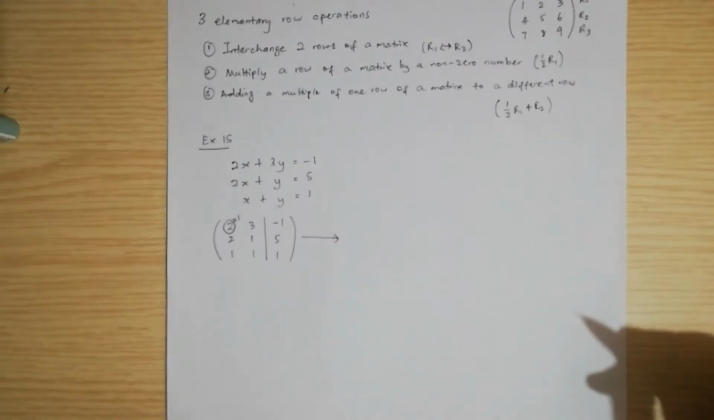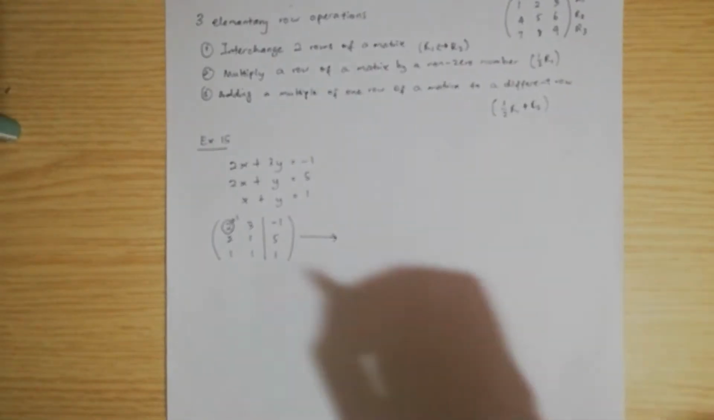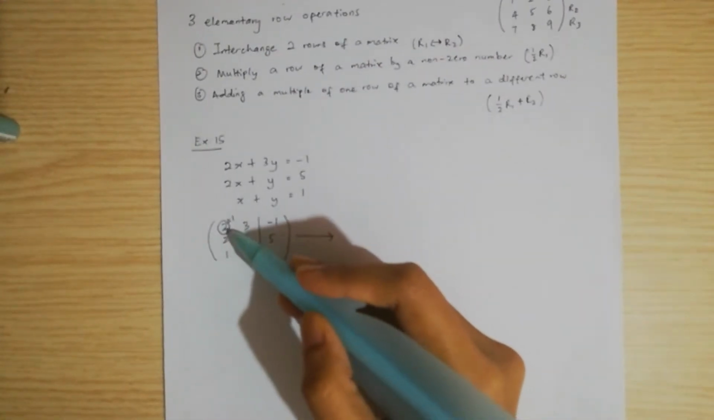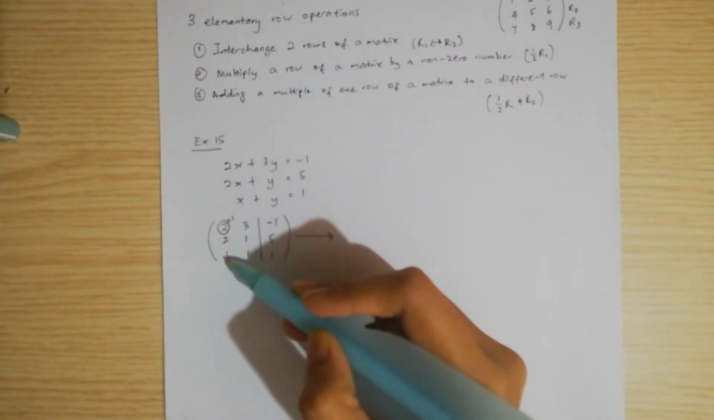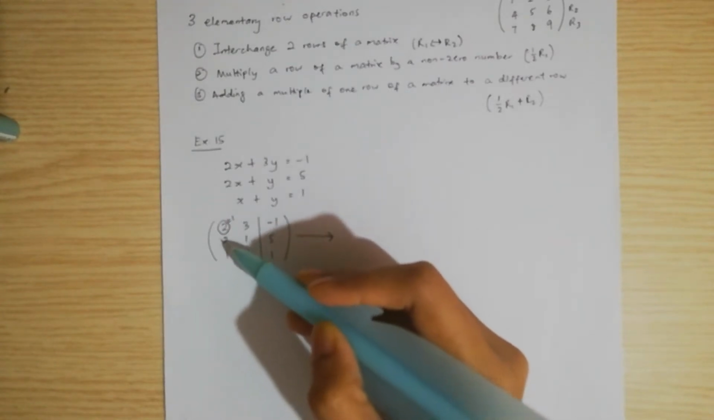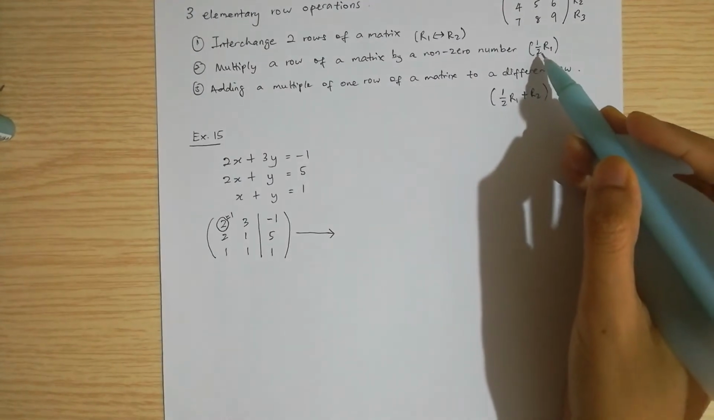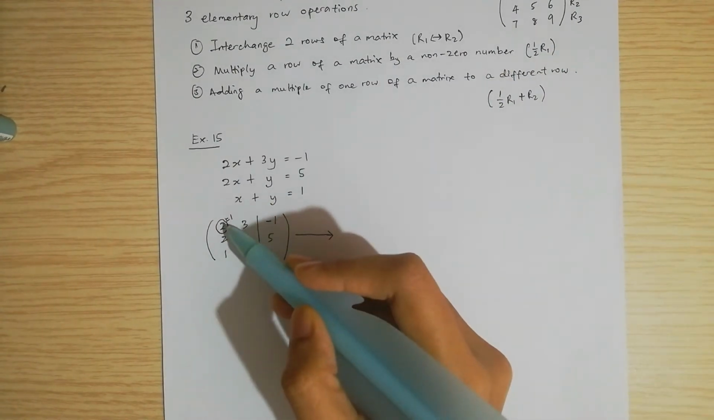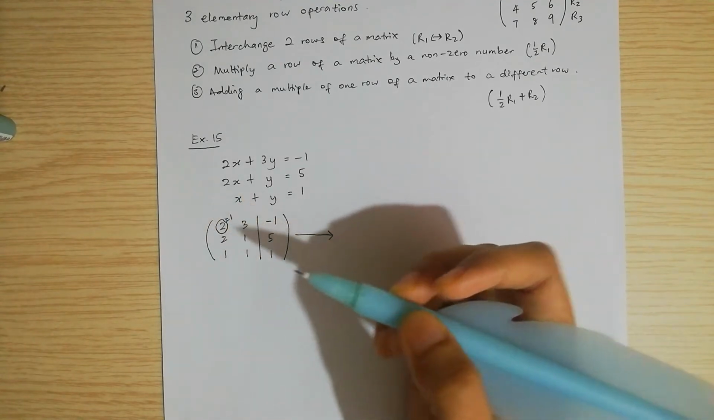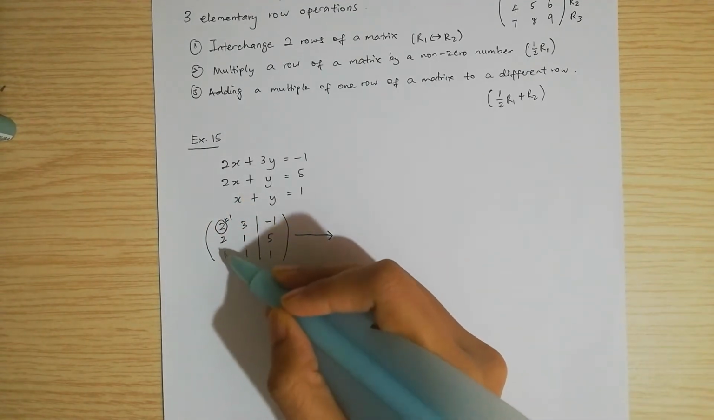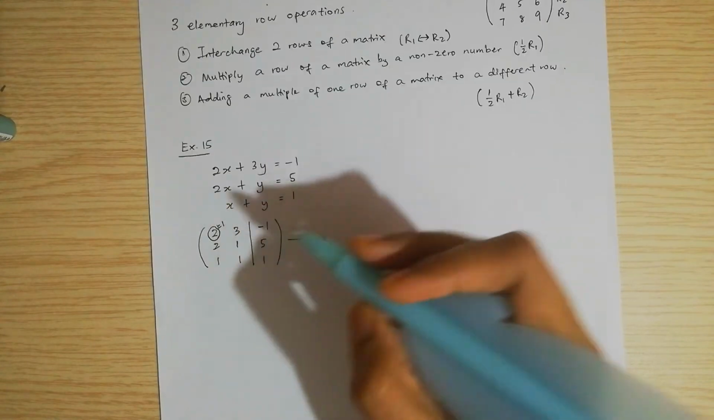How to change it to 1? There are two ways here. Either you interchange this with the third row because there is a 1 there, or you can multiply the first row by half. If you multiply by half, you will get 1 here. Because we already have 1 here, I will just interchange row 1 and row 3.